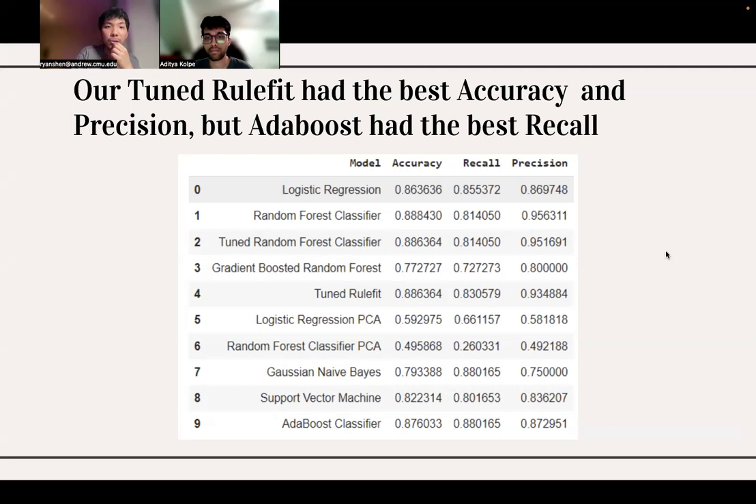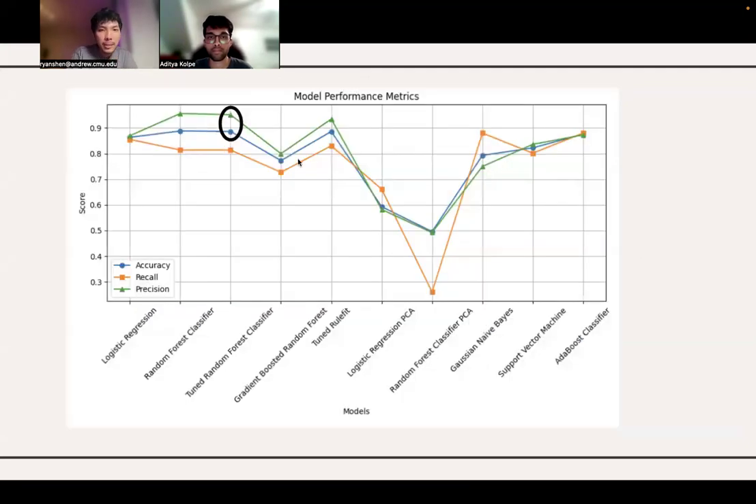One of the benefits to having a random forest classifier is interpretability, because we're able to look at decision trees. You can see that here in greater detail. The tuned random forest classifier has rather high scores for accuracy and precision.